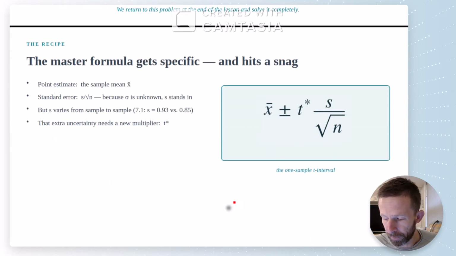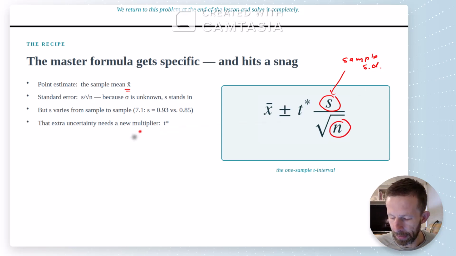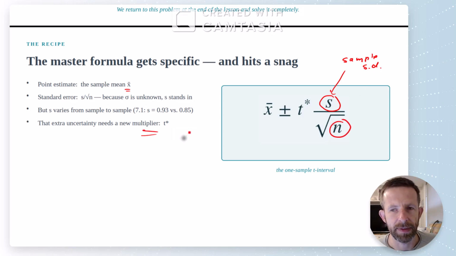So the formula for setting up a confidence interval for one sample mean is x bar plus or minus t star times s over the square root of n. So x bar is my sample mean. My s is the sample standard deviation. Of course, n is our sample size. And instead of using z for our multiplier, we're going to use t.